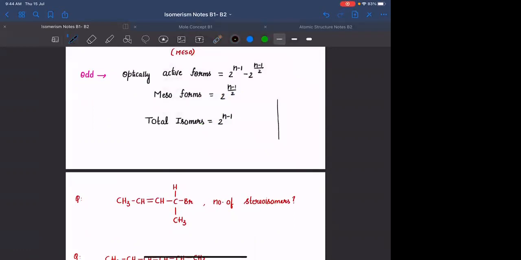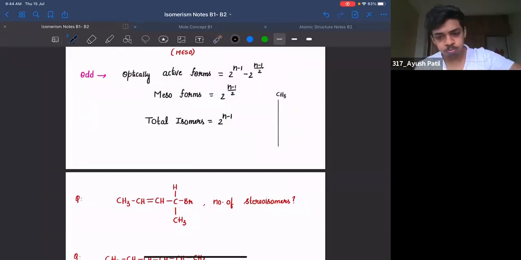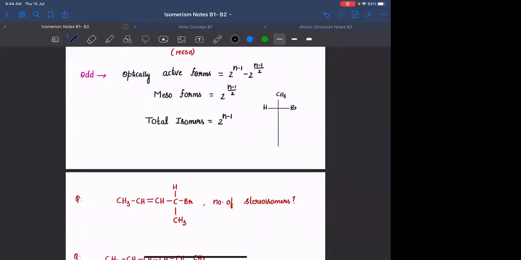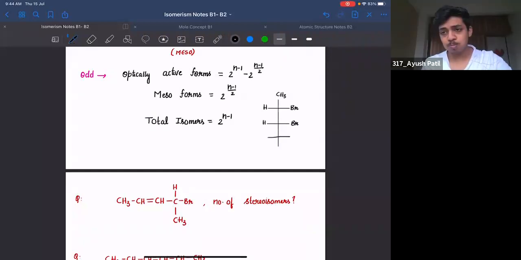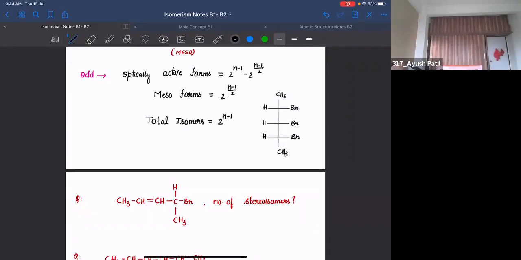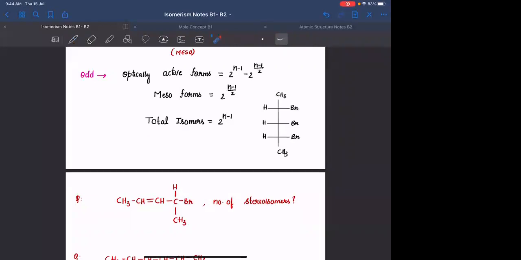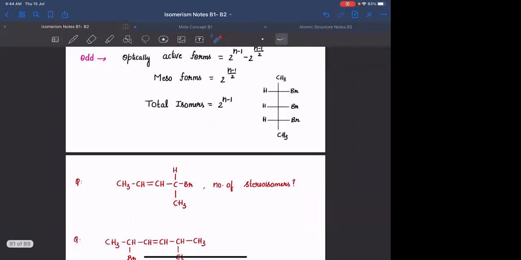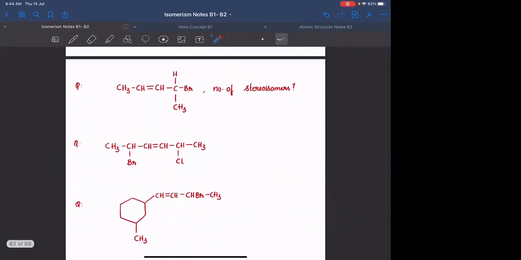Okay. I'll give you the compound here. CH3, H, Br. Okay. Identify the mesoforms in this. बाद में homework. Identify the mesoforms in this. Next.